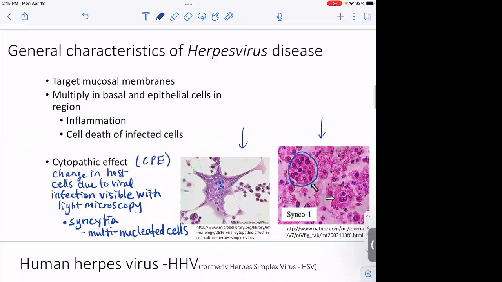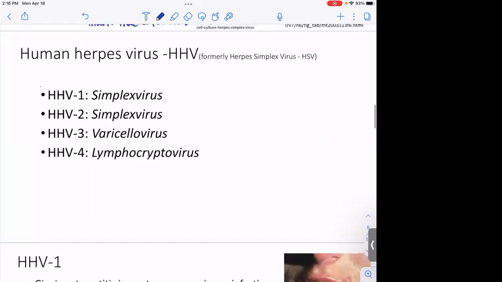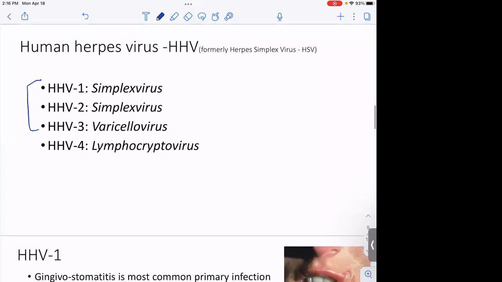Okay. All right. So the different kinds of human herpes virus. And by the way, up until not that long ago, they were correctly called the herpes simplex virus. I don't know, for whatever reason, they call it human herpes virus. So HHV is more correct. You still see the HSV a lot of places too. But there are actually 8 different human herpes viruses. I decided I really want to focus on these first 3. I'm just going to mention 4 briefly.